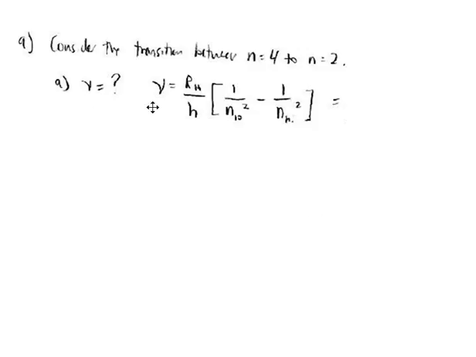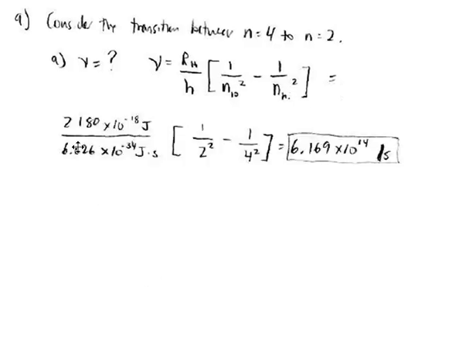You use the Rydberg, or a variation of the Rydberg equation, where frequency equals the Rydberg constant divided by Planck's constant h, multiplied by 1 over the low energy level squared, subtracting 1 over the high energy level squared. When you populate that equation with values, you get 2.180 times 10 to the negative 18th joules divided by 6.626 times 10 to the negative 34th joule seconds. Then here we've got n low, which is 2 squared, and over here we've got n high, which is 4 squared, the lower energy level and the higher energy level respectively. When you solve that out, you find that the frequency is 6.169 times 10 to the 14th per second, or hertz.